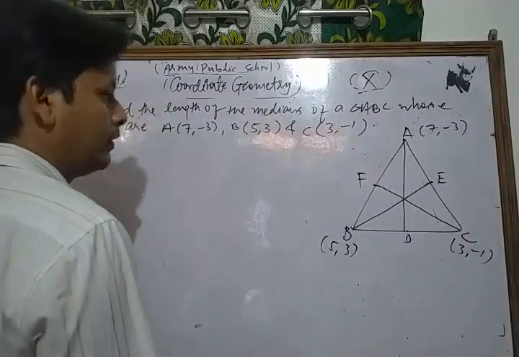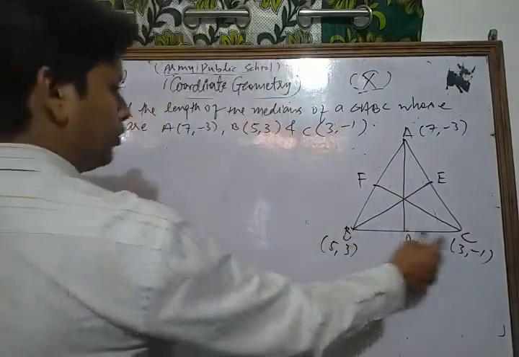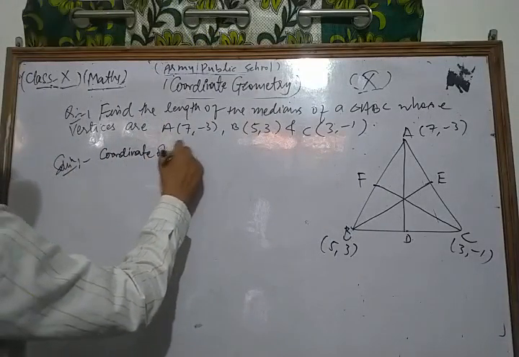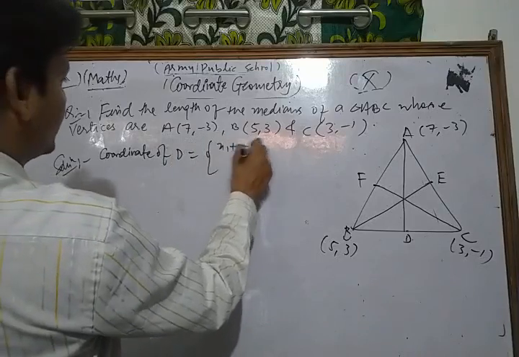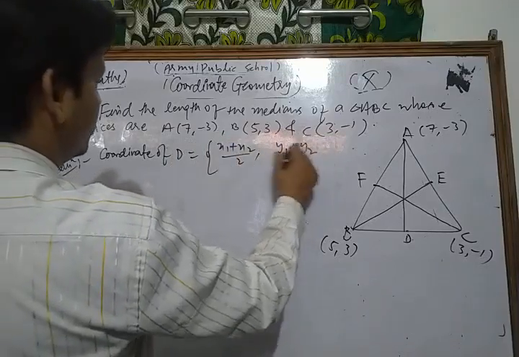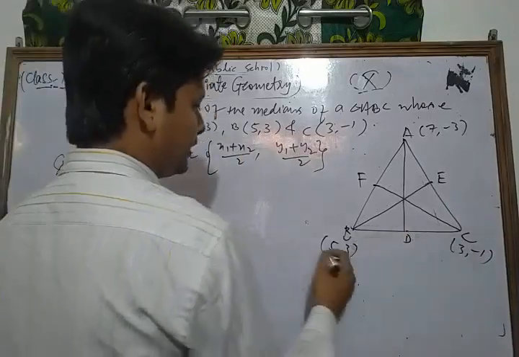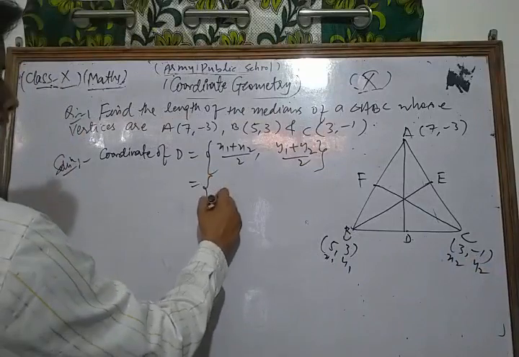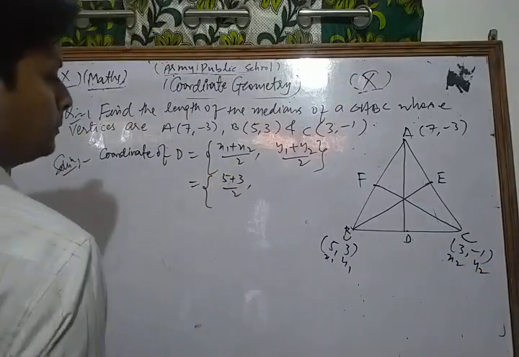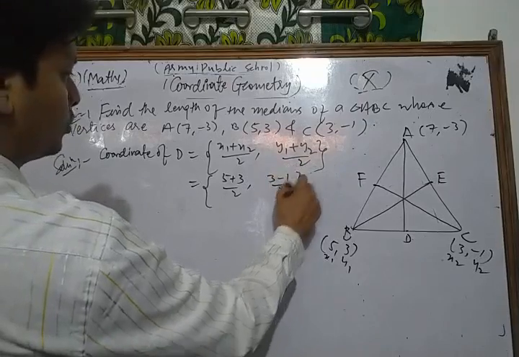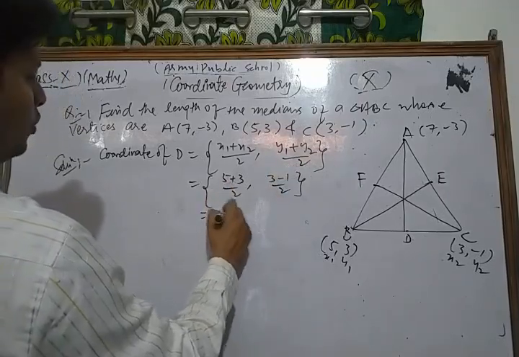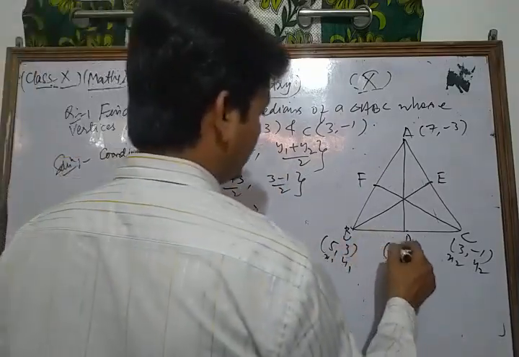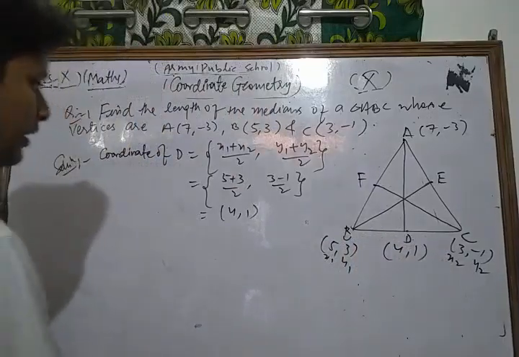Okay, dear students. So first of all, we find the coordinate of D, which is the midpoint of BC. So coordinate of D by help of the formula x1 plus x2 upon 2, and y1 plus y2 upon 2. Because D is the midpoint of BC, we take x1 y1 x2 y2. So we get 5 plus 3 upon 2 comma 3 plus minus 1 upon 2. So we get 8 by 2, it is 4 comma 3 minus 1 upon 2, that is 1. So the coordinate of D is 4 comma 1.